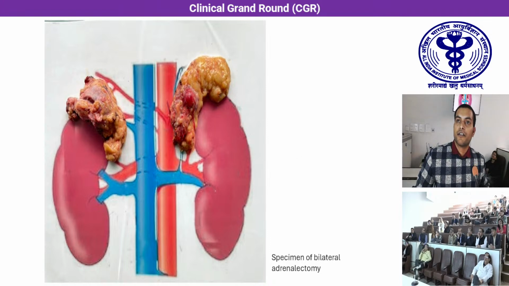So this is a specimen of bilateral adrenalectomy, where we can see both the adrenals are bulky with multiple small nodules in them.